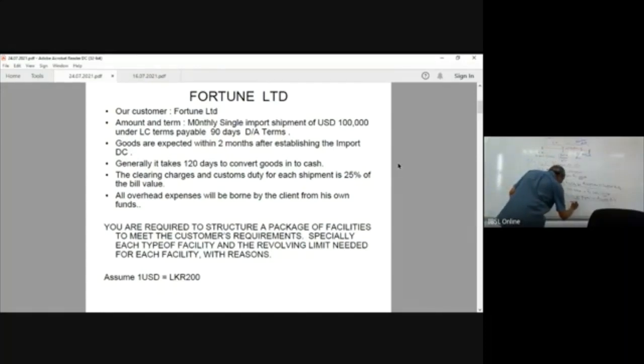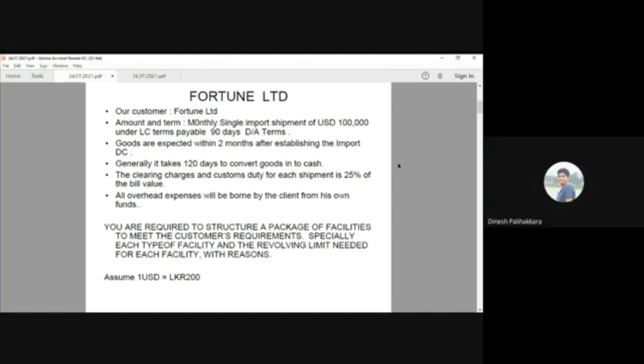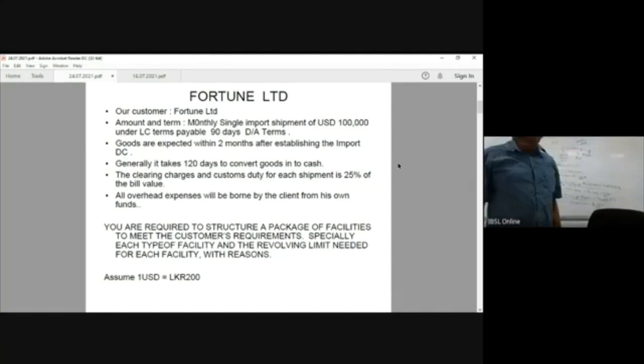US dollars 100,000 into 200 equals rupees 20 million. Right? Now we have done 3 facilities. Is it all? No, sir. That's it.